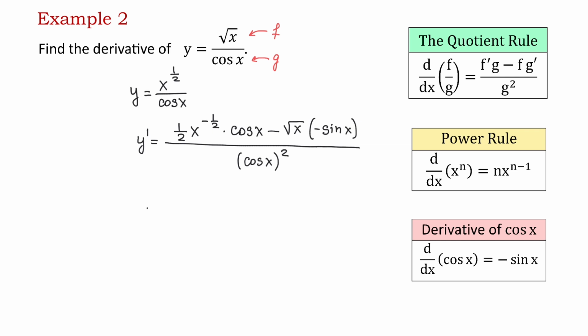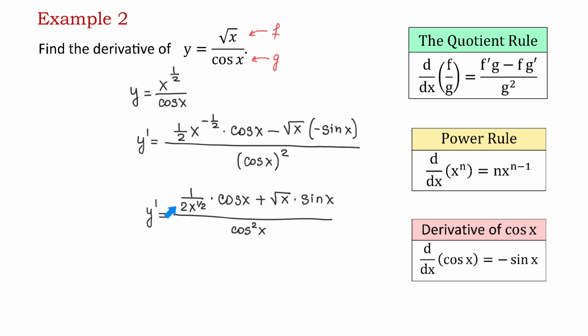And now we will simplify. So y prime equals, and here I will take x and move it down next to 2. Then I will have 1 over 2 times x to the positive 1/2 multiplied by cosine of x. Then negative times negative is positive. So we will write plus square root of x times sine of x. All this over cosine squared of x.